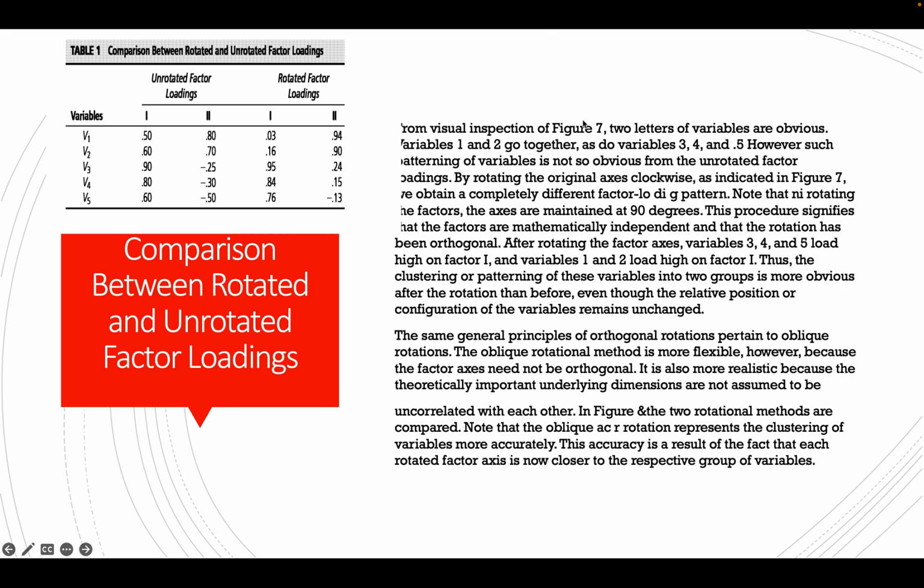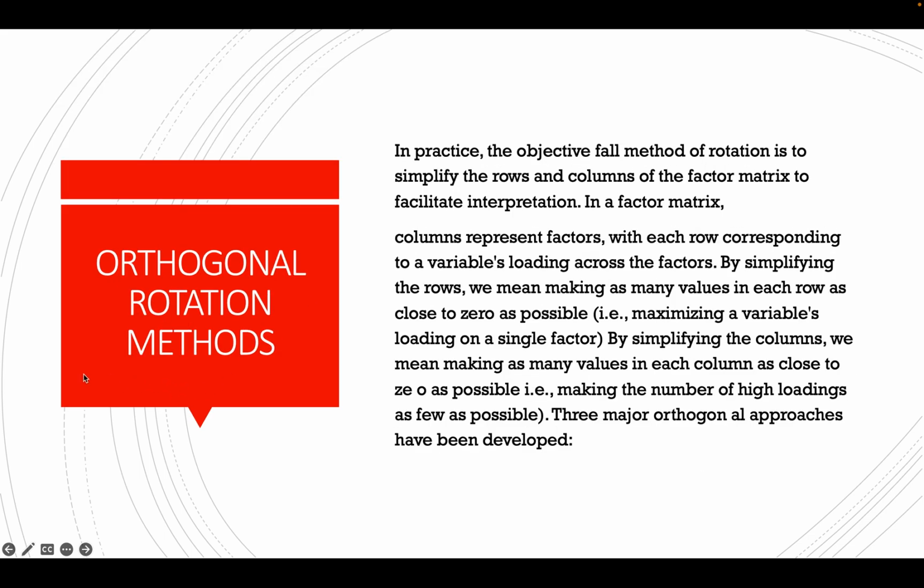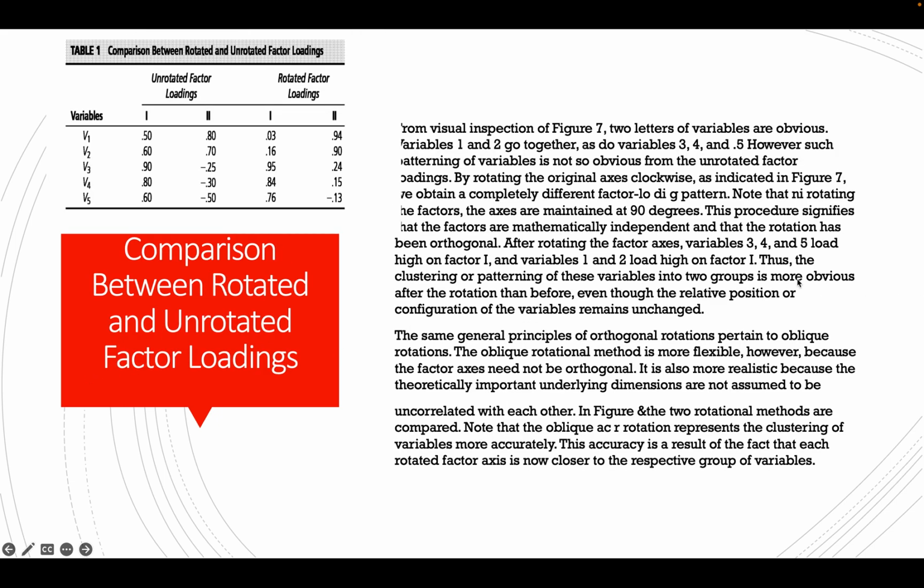Visual inspection of Figure 7 shows two clusters of variables are obvious: variables 1 and 2 go together, and so do variables 3, 4 and 5. However, such clustering is not so obvious numerically. By rotating the original axes clockwise, as indicated in Figure 7, we obtain a completely different factor loading pattern, while maintaining the 90 degree angle between the axes. The factors remain mathematically independent, and that rotation has been orthogonal.